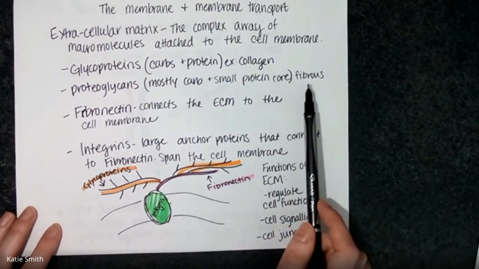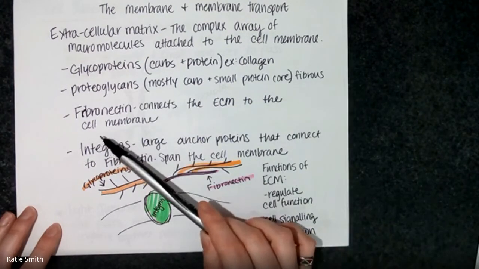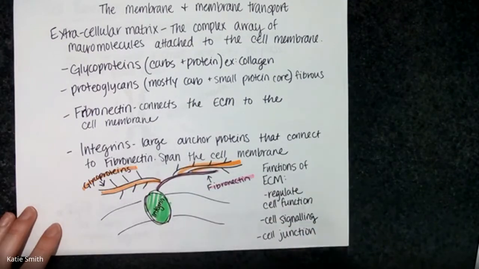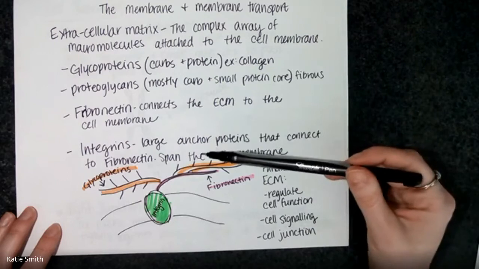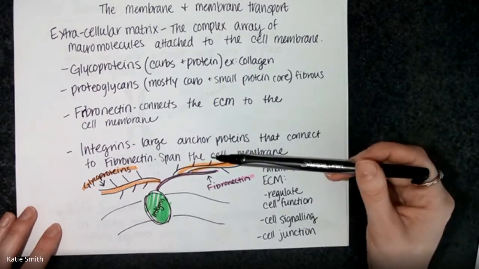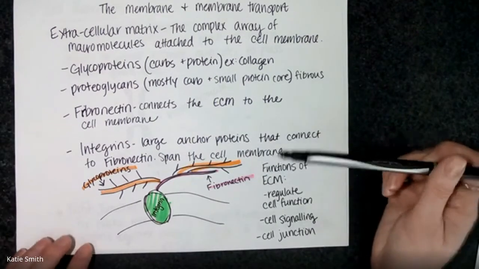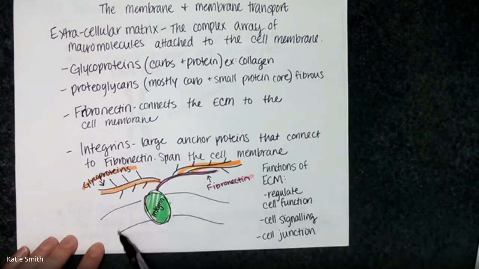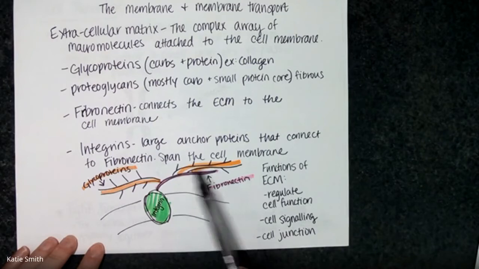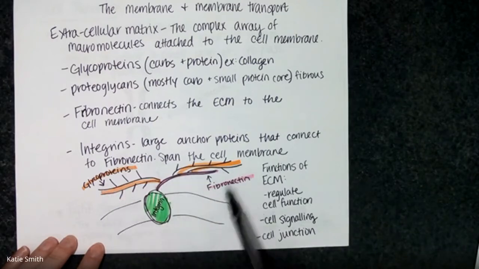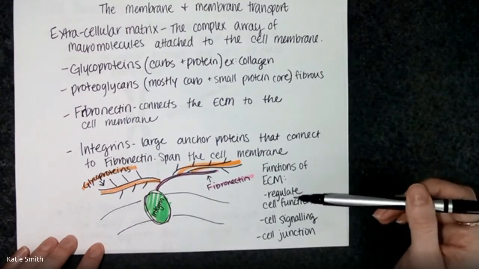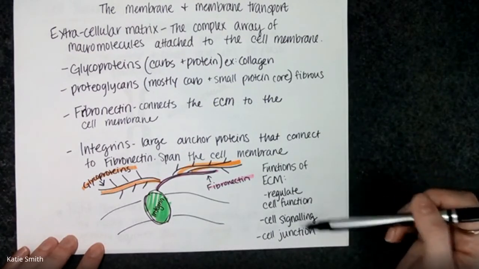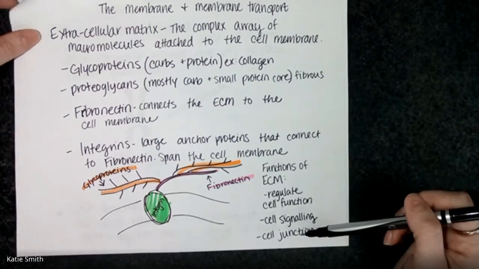These are very fibrous. The fibronectin connects the extracellular matrix to the cell membrane, and then integrins are the large anchor proteins that connect to fibronectin. And they span, or go all the way through, the cell membrane. So if this is your cell membrane, there's the integrin, the fibronectin is attached to the integrin, and then the glycoproteins are attached to that fibronectin. The functions of the ECM are to regulate cell function, cell signaling, and to create cell junctions.